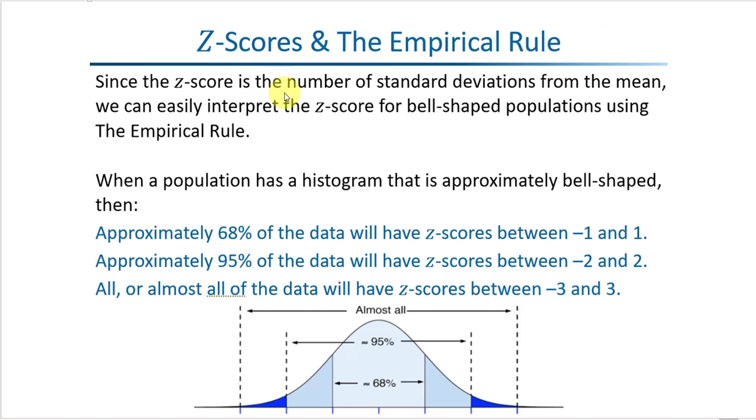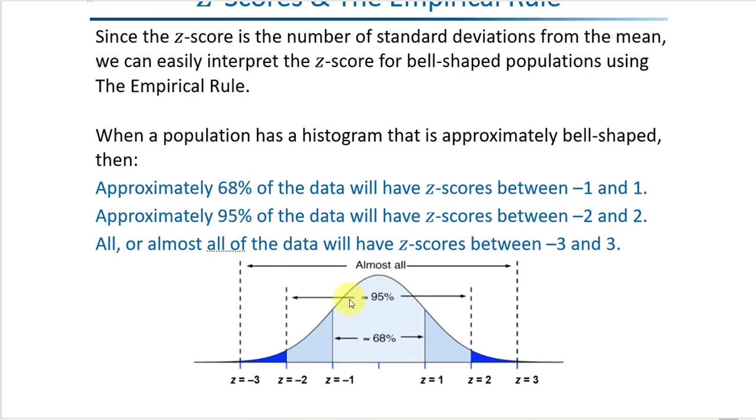Now let's consider another example about the z-score and the empirical rule. Because the z-score is the number of standard deviations from the mean, we can easily interpret the z-score for bell-shaped populations using the empirical rule. So when a population has a histogram that is approximately bell-shaped, then approximately 68% of the data will have a z-score between -1 and 1.